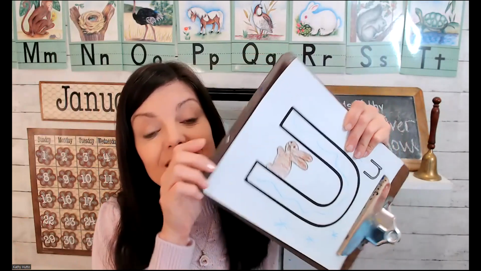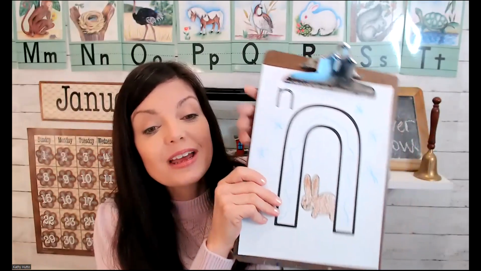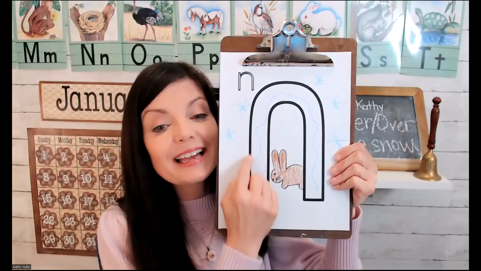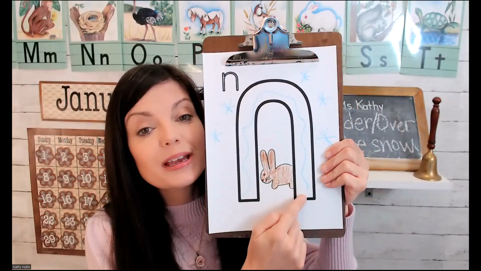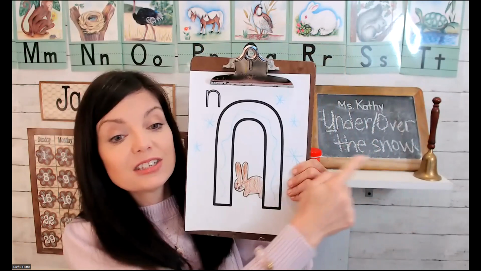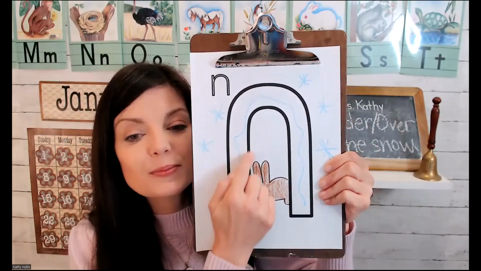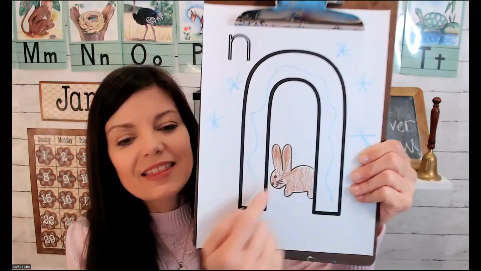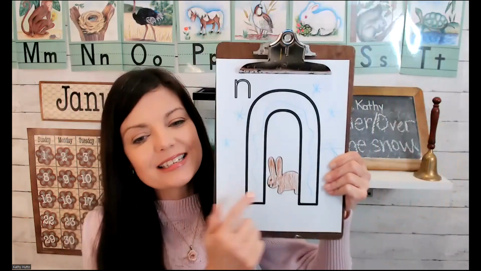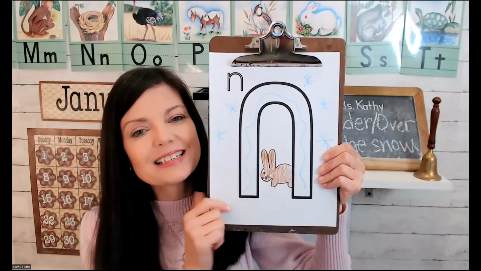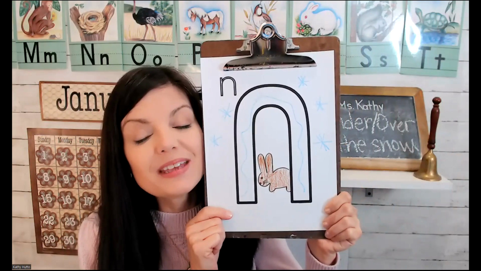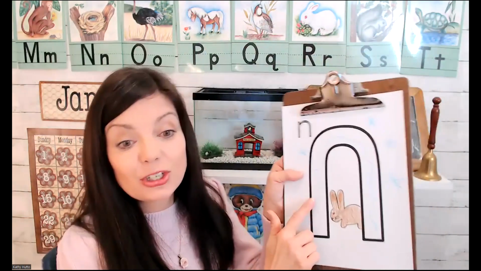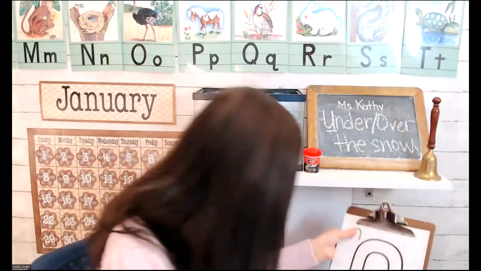upside down, U is for upside down, I can make it look like the little rabbit that I drew is under the snow. So I just drew some blue lines to look like snow and snowflakes around, and then just a little bunny. He's under the snow in his little burrow. So that's how I decorated my U. I turned it upside down.